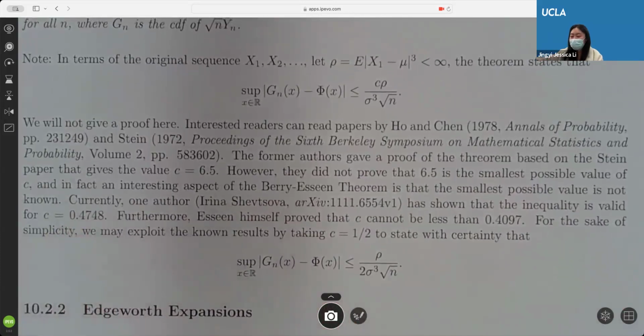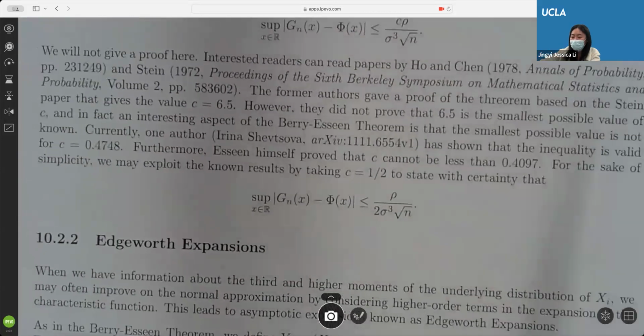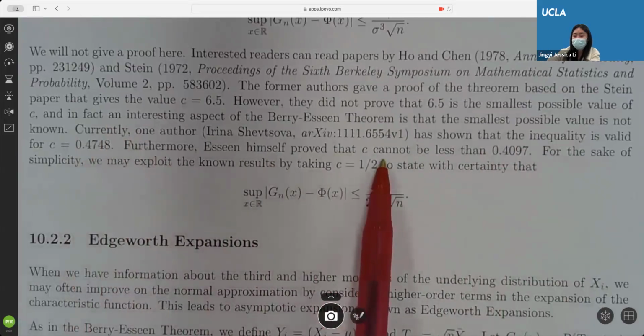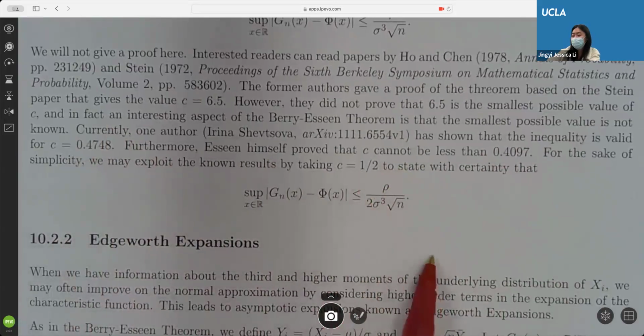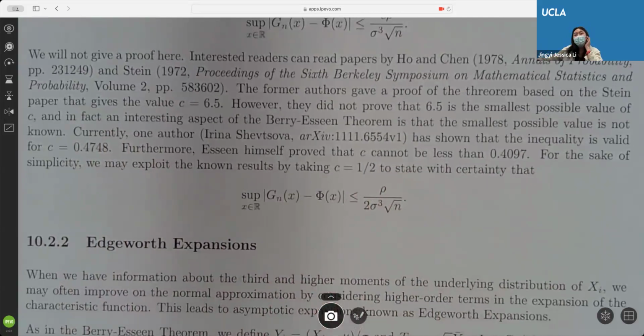Furthermore, Esseen himself proved that C cannot be less than 0.4097. So you already have a very small interval between these. For the sake of simplicity, people typically take C to be 1/2. Essentially this is the upper bound you get for this difference. It's about using the CDF of your root n times error: how well can that be approximated by the standard normal distribution in the CLT case?